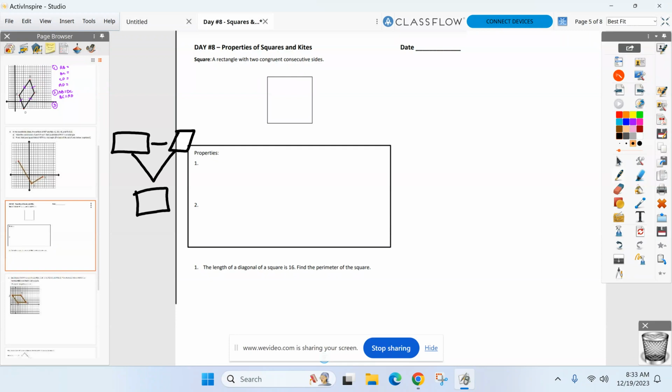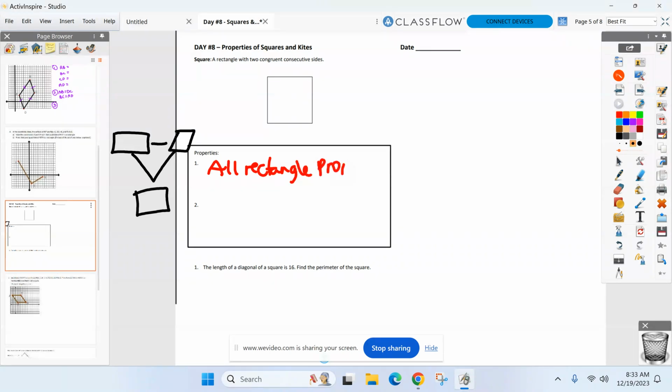And the reason why it's the golden child is it's got all the properties. Parallelogram, rectangle, rhombus. That was a lot of properties we listed up. Square's got them all. Every property we discussed so far this unit, the square has. So why do I only have 2 properties listed for us to fill in? Here's why. Number 1's going to be all rectangle properties.